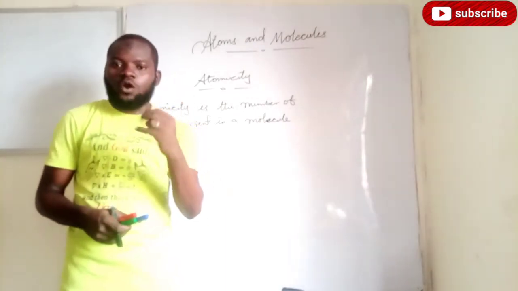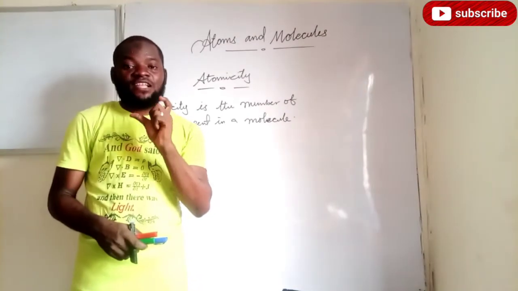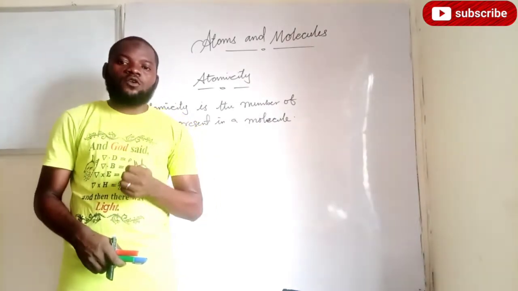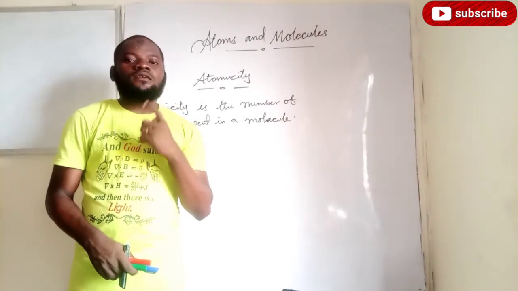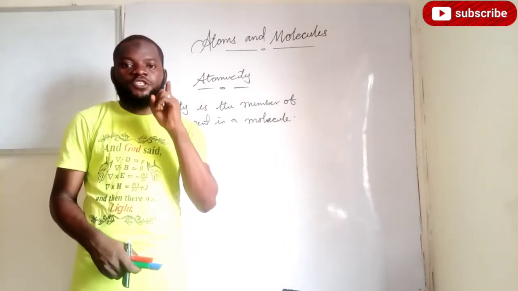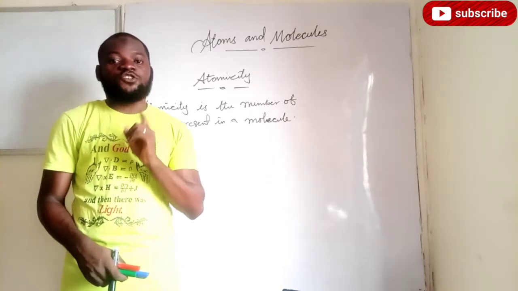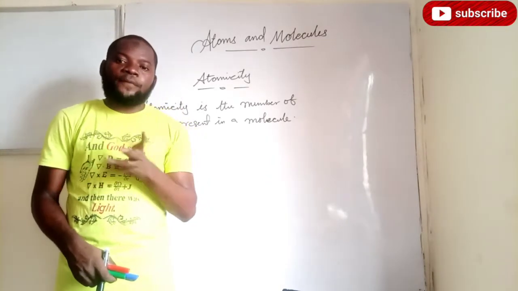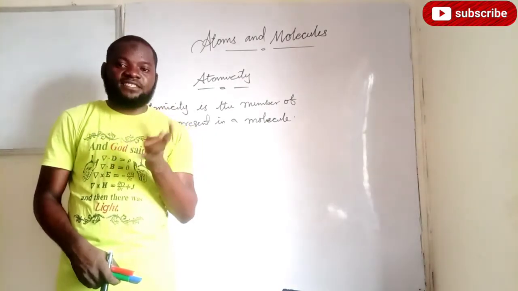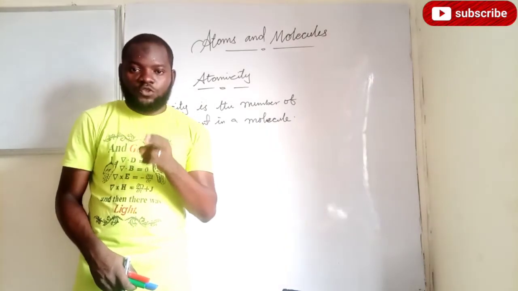So if I talk about a molecule of hydrogen, like I said earlier, we have 2 atoms of hydrogen. That means the atomicity of hydrogen is 2. When I talk about sodium, the number of atoms present in the molecule of sodium is just 1. That shows that the atomicity of sodium is just 1. When you talk about oxygen, the number of atoms of oxygen present in molecules of oxygen is 2. Are we together now?